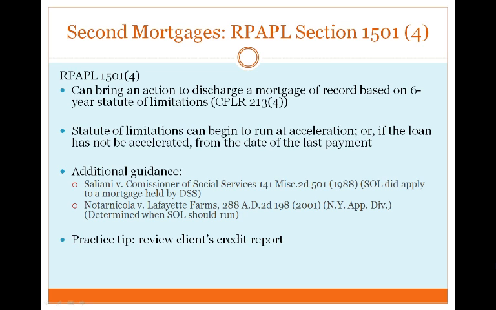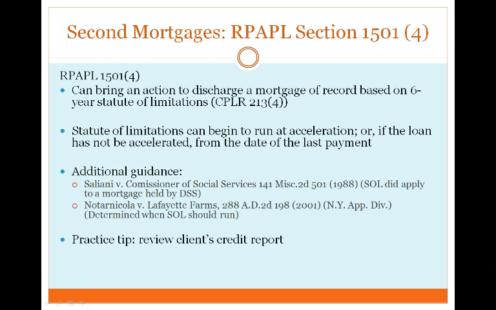However, if the loan has not been accelerated, your client just hasn't made payments, it's going to run from the date of the last payment. Now, a lot of your clients may not remember when they stopped paying that second mortgage or that home equity line of credit. So what we usually ask our clients to do is to get a credit report, and you can see on that credit report in most cases where the last payment was made. I have had people say, yeah, it's been 6 years, and then I take a look at the credit report, and it's pretty clear that it was only 2 years ago that they stopped making payments.